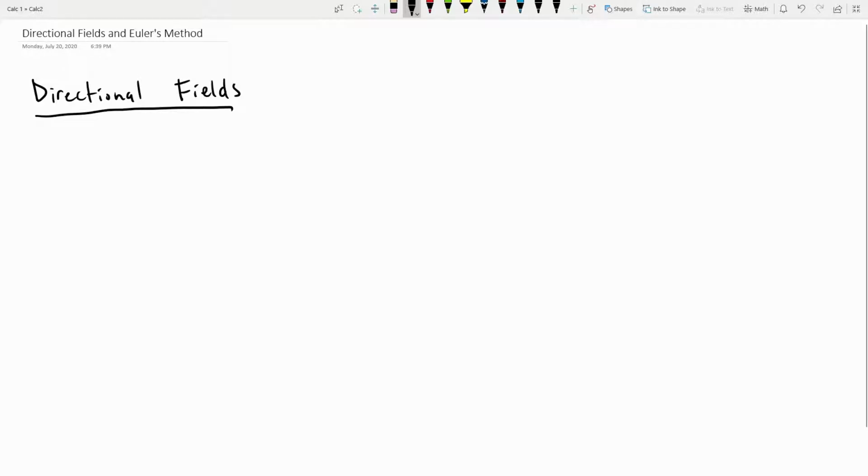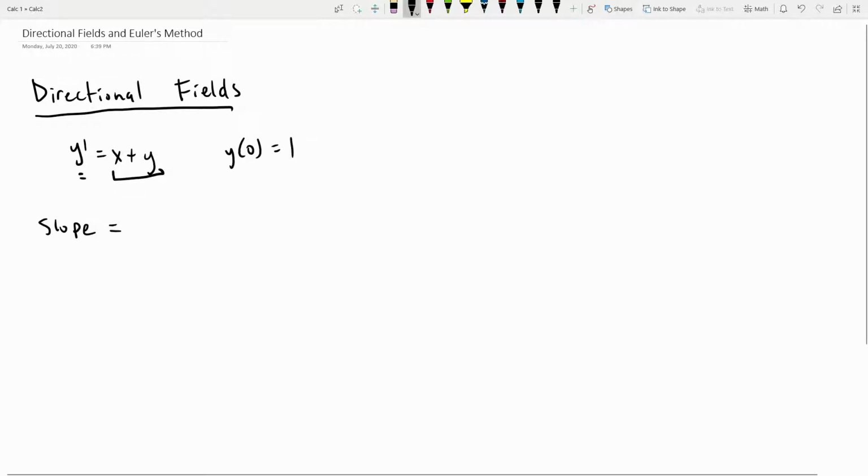Firstly, let's suppose that we're asked to find the solution and graph the solution to the initial value problem y prime is equal to x plus y, where y of 0 is equal to 1. We don't know how to graph the solution to this problem because we don't have an equation of a line to draw. However, what we do know is that the slope is equal to the sum of the x and y coordinates. This is just another way of writing what was up here.